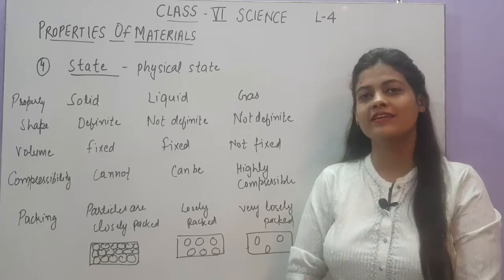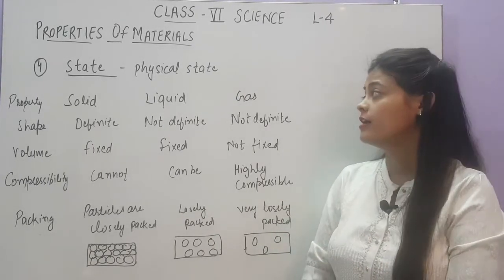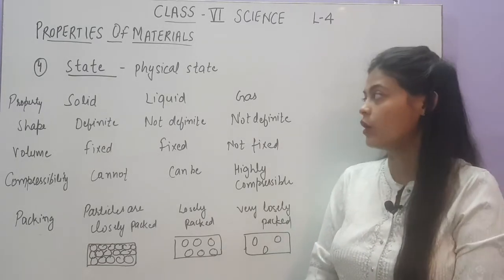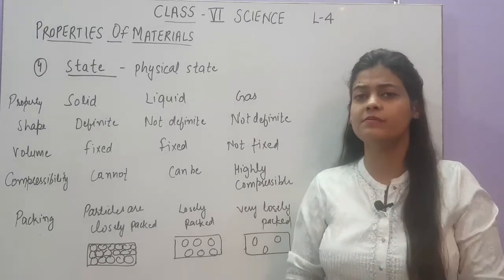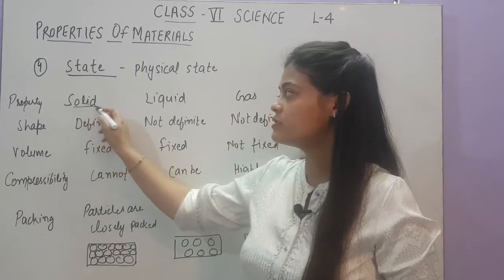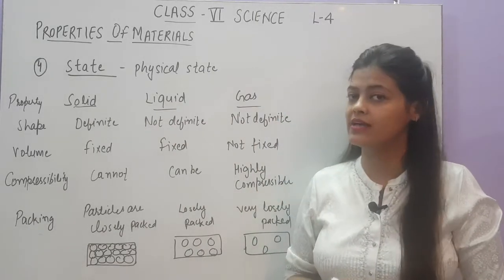So let's now see the next property of material, that is state. The physical state of the material can vary. On the basis of state, the material can be either solid, liquid or gas.